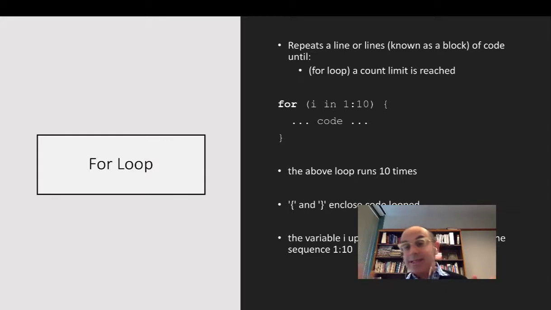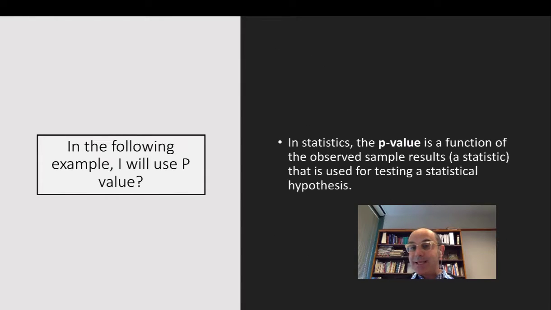So what does it really mean? The repeated lines are known as the block of the code. So for the loop, a count limit is reached, for i in 1 to 10, and the code is run, so the loop will run 10 times and then it will close the loop, and the variable i updates in the loop to a value that is a sequence between 1 and 10. I hope it makes sense to you.